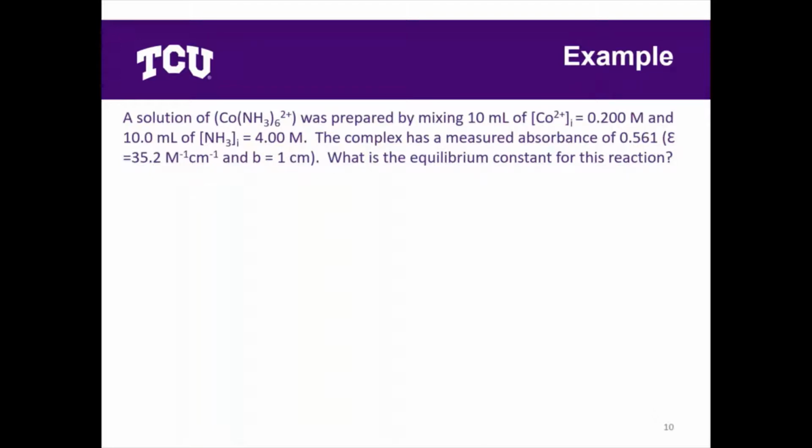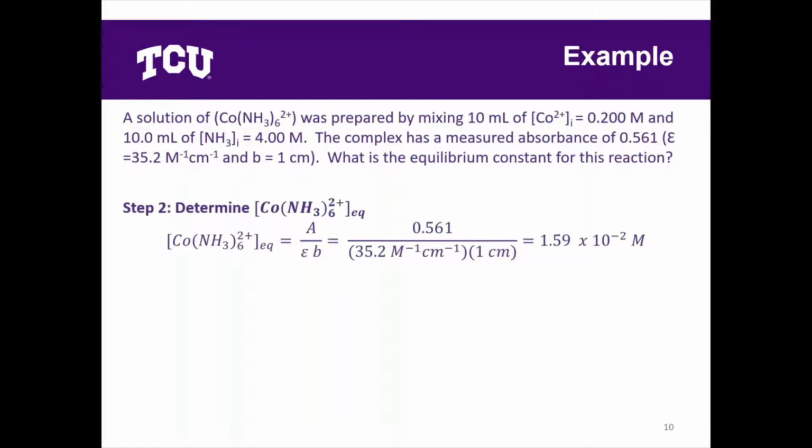So here, a solution of the cobalt ammonium complex was prepared by mixing 10 mL of a cobalt solution, originally at 0.2 molar, and 10 mL of an ammonia solution, originally at 4 molar. The complex had a measured absorbance of 0.561. Epsilon was found to be 35.2 per molar per centimeter based on the previous graph, and the path length was 1 centimeter. What is the equilibrium constant for this reaction?